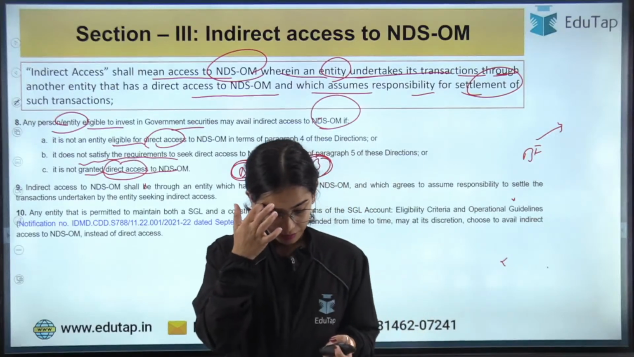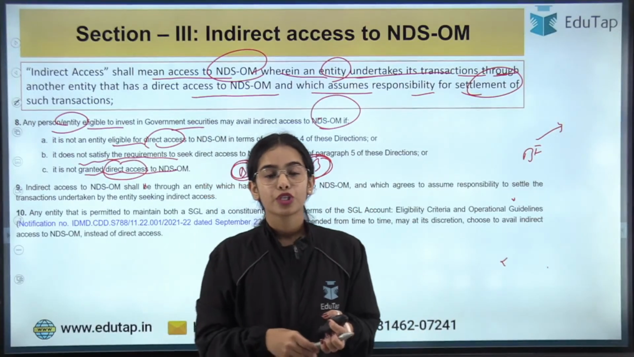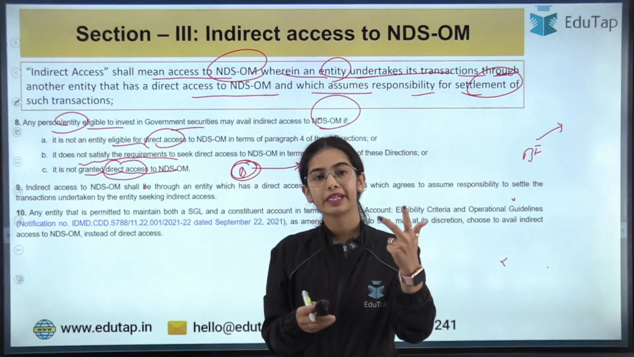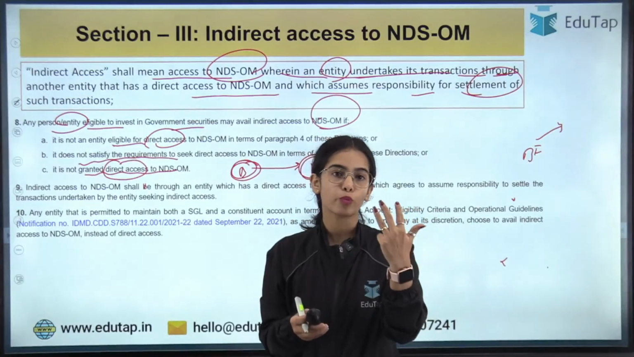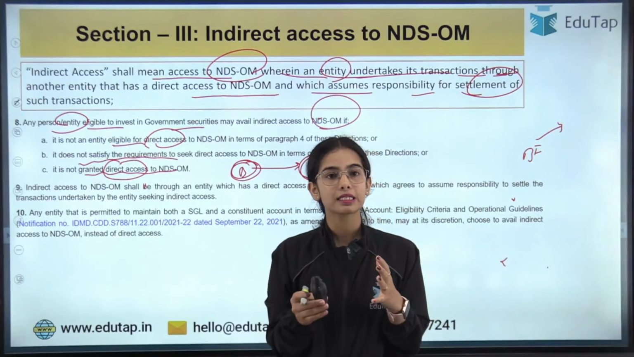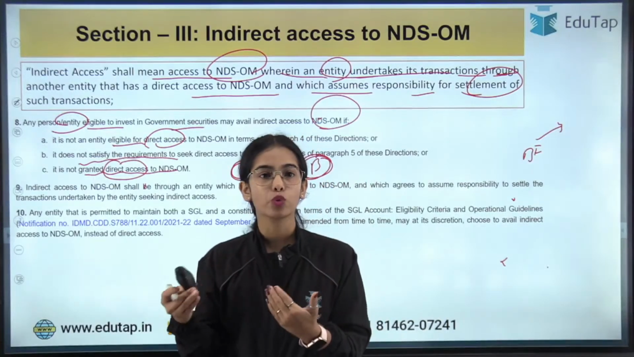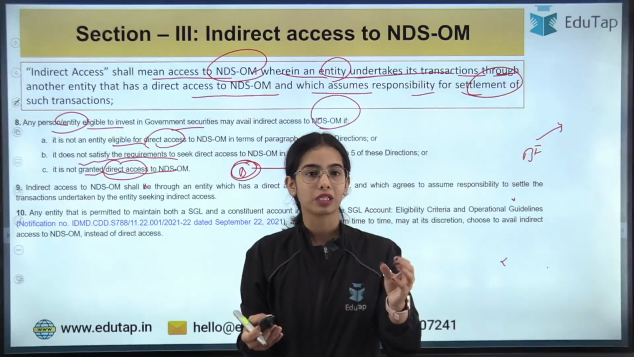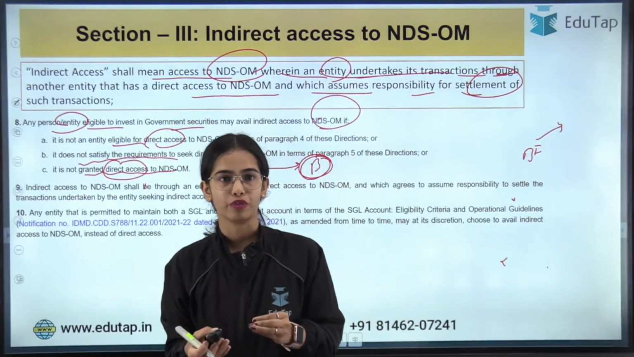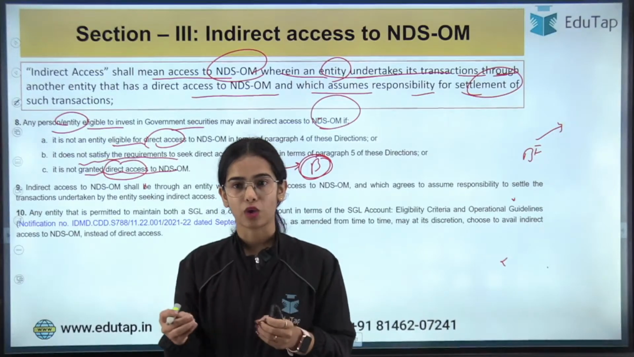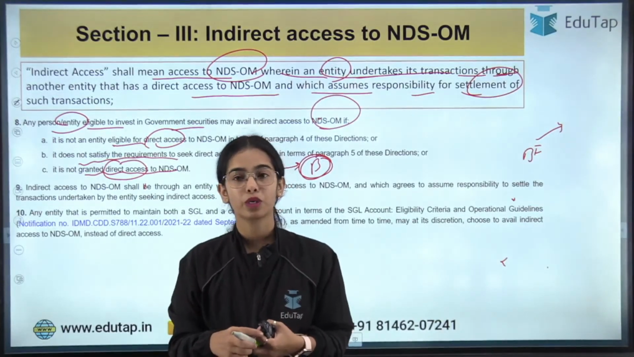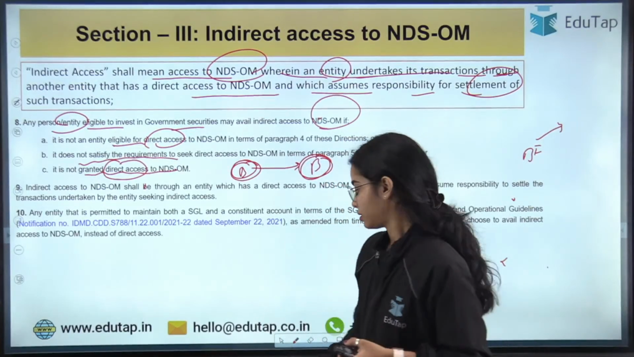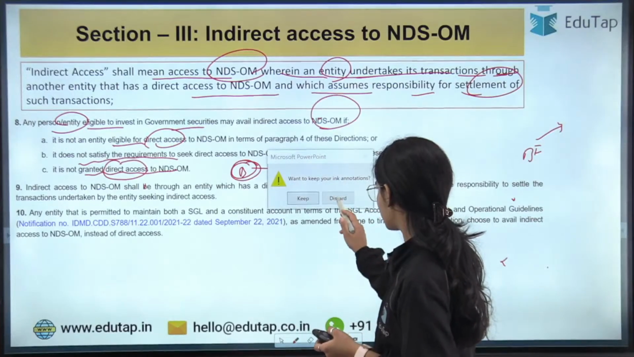Any confusion, anyone? See, NDS-OM, direct and indirect access. These are the 4 points that you must know about, because this is something static, related to RBI. Okay, NDS is a very important system of RBI. Government securities trading is very important from the RBI point of view. So you must have some static knowledge. No confusion, Monica? Very good. What about the others? Okay, so we will see the questions.